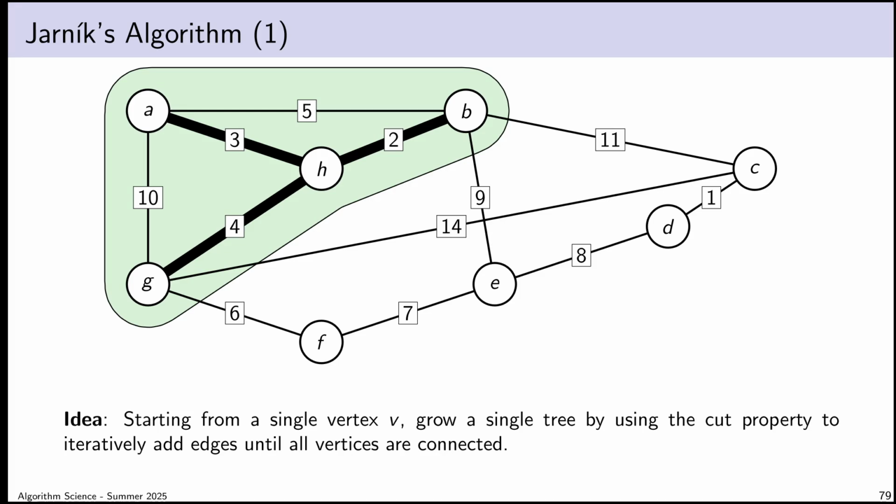What I'm going to do is maintain a tree at every step. I'm going to grow a tree outward from a single vertex V. So perhaps I start at vertex A, and I slowly grow my tree, so then it contains, let's say, vertex H, then vertex B, then vertex G. At every step I have a tree, and over time the tree slowly covers the entire graph. So I grow a single tree using the cut property to choose edges at each step until all the vertices are connected by my tree and I have a spanning tree.